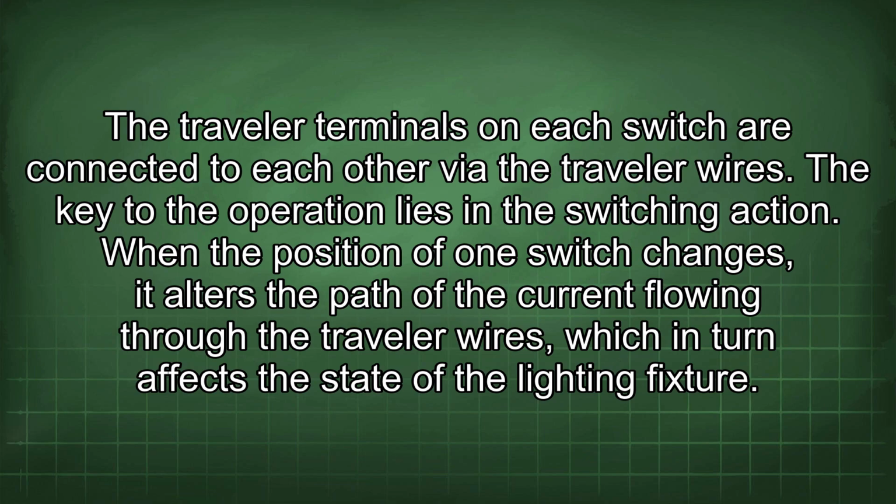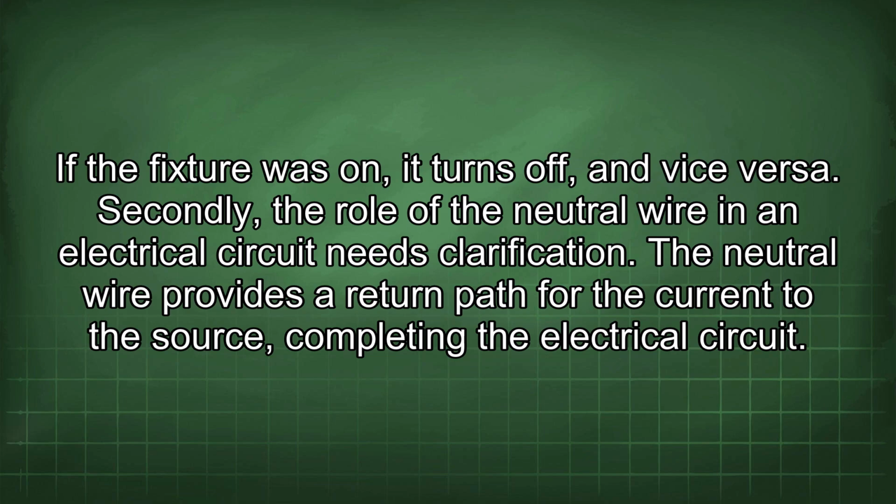The key to the operation lies in the switching action. When the position of one switch changes, it alters the path of the current flowing through the traveler wires, which in turn affects the state of the lighting fixture. If the fixture was on, it turns off, and vice versa.